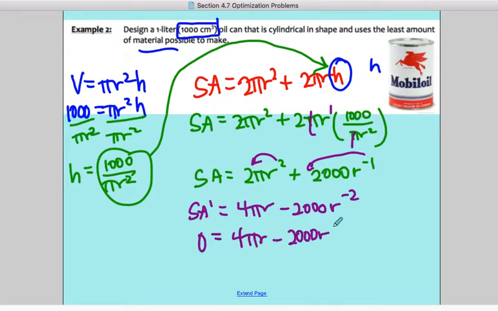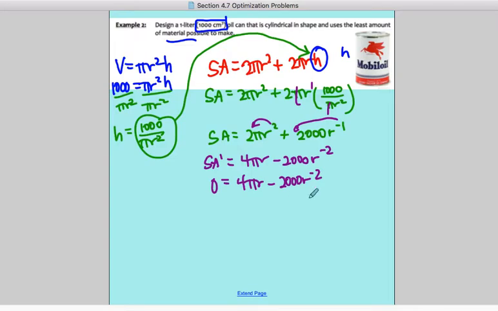And the easiest way to solve would probably be to make all exponents positive. So I am going to go ahead and move the r squared to the bottom. Then what I'm going to do is add the 2000 r squared to the other side, and we're going to solve for r.